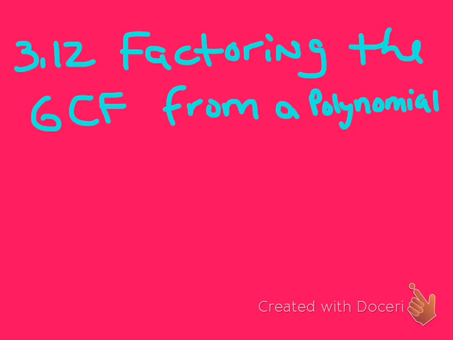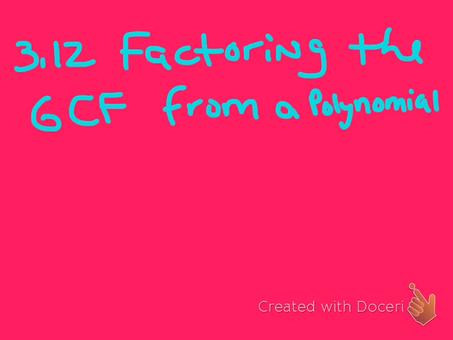We're going to do factoring the greatest common factor from a polynomial. When you hear the word from, that means we're taking it out. We're taking something out of it. There are two ways to take things out, and a lot of times you'll think of it as subtraction, but really we're going to be dividing and taking out. We're going to start off small.